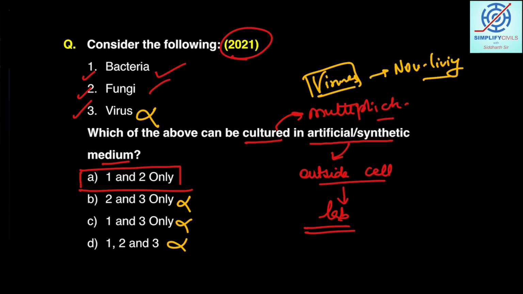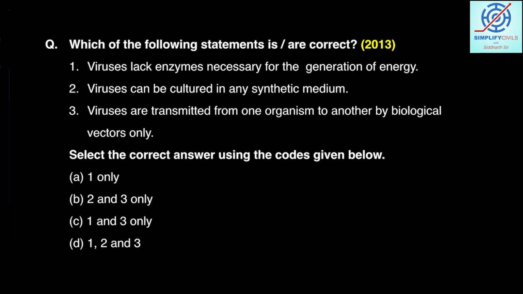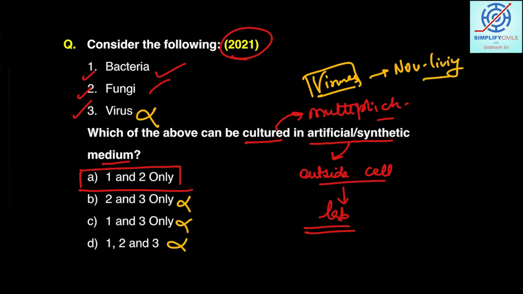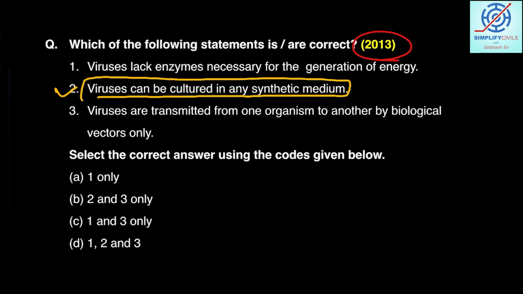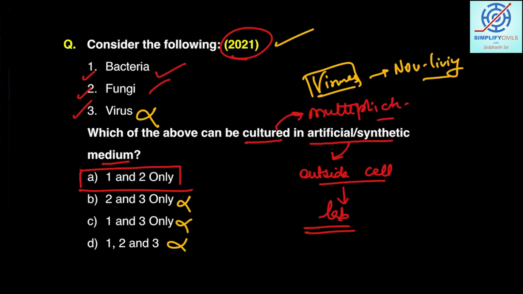And you see that this question is somewhat related to a previous year question. This question was asked in 2013, and see how UPSC has repeated the question with the same topic. It gave the statement that viruses can be cultured in any synthetic medium, and wanted you to pick the correct statement, students. The answer here is that it cannot be cultured. So this statement is wrong. If you had practiced this question in the past, then definitely in the 2021 exam you would have done this question right.